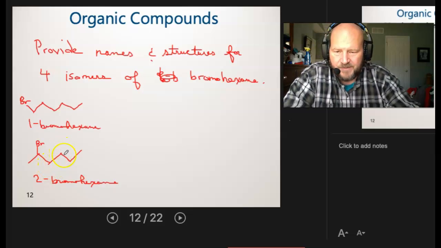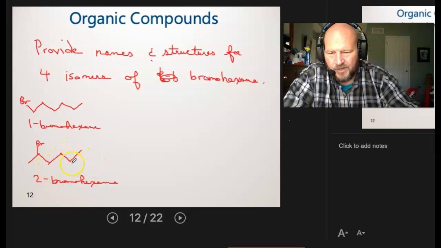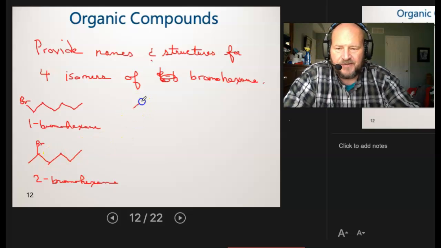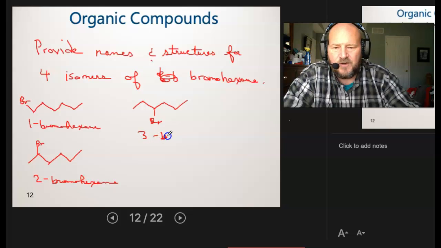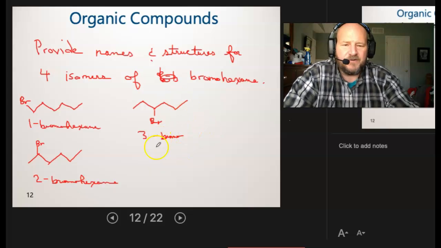Now when we get to 4, you've got to be careful, because coming from the other side, this would be 1, 2, 3. So we just got 3 of them without even moving a carbon. So you can imagine I can come up with a whole ton of these. So that would simply be 3-bromo. Now what I'm going to do is cut a carbon off.